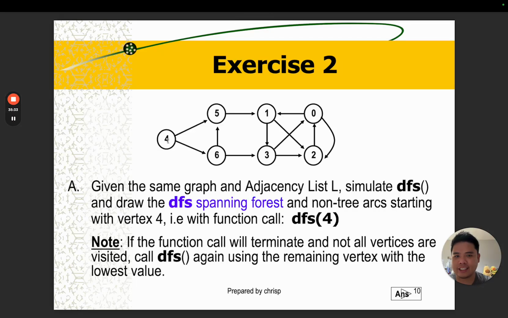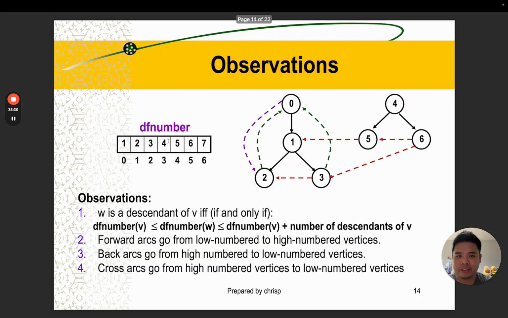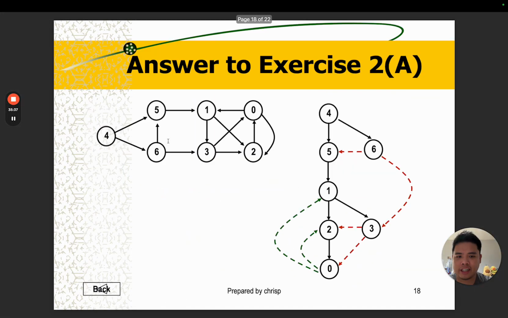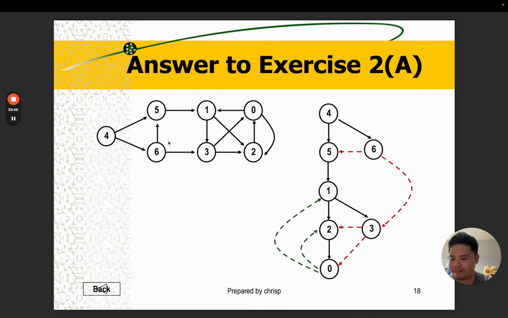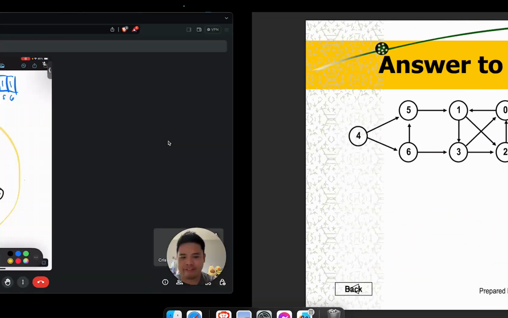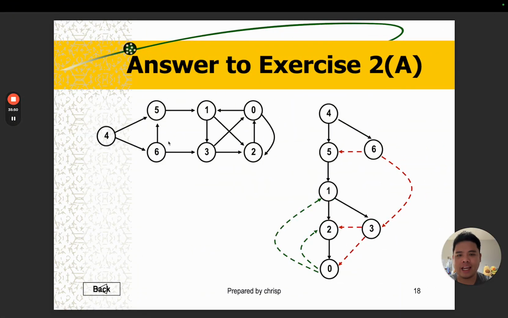So what's the answer of exercise 2? We'll just go here. So it's just similar to my amazing drawing, if I do say so myself. So that's how we came up with the answer.